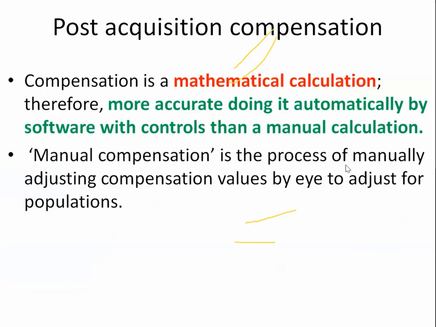Manual compensation is a process of manually adjusting the compensation values by eye. So you are seeing and adjusting it. You are not adjusting the population. So this is called post-acquisition compensation. To make it very simple for you, adjusting the compensation when you are analyzing the data is called post-acquisition compensation, and you are doing it by visual interpretation.